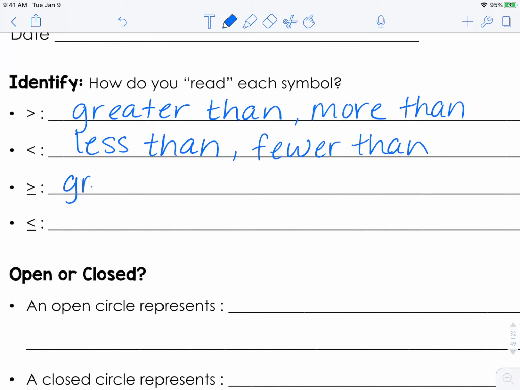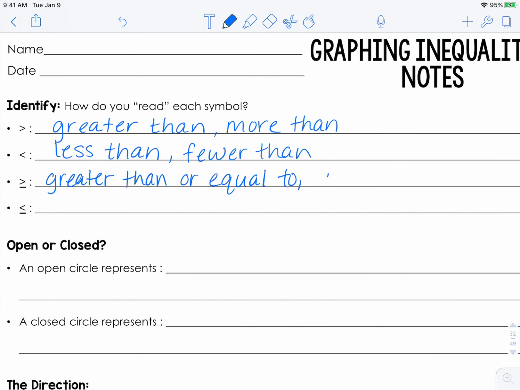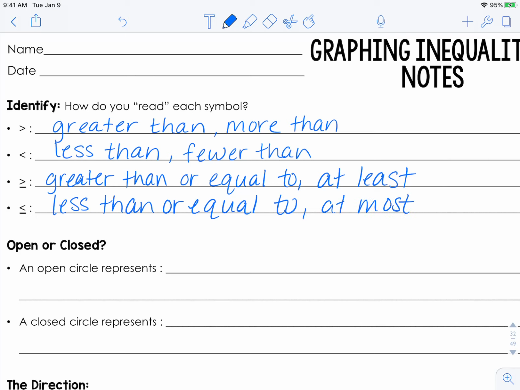This one right here is greater than or equal to. It's also often called or used with the terms at least. And this one is less than or equal to, or at most. And again, there are more terms, but these are going to be the most popular ones typically.